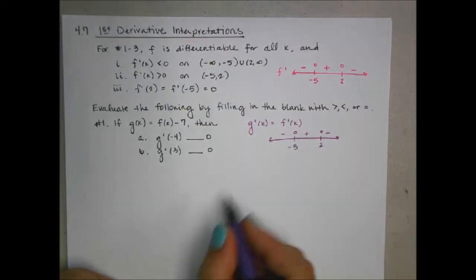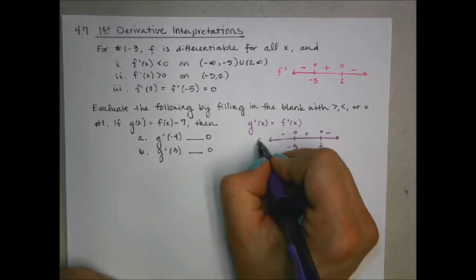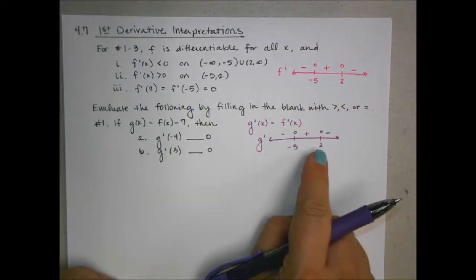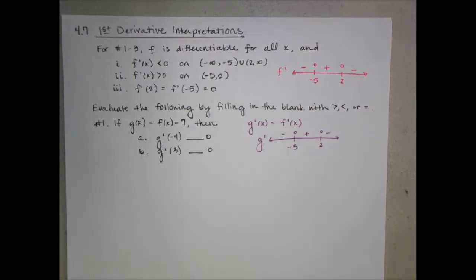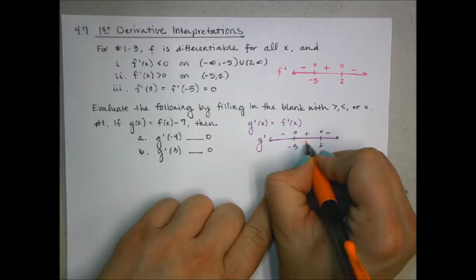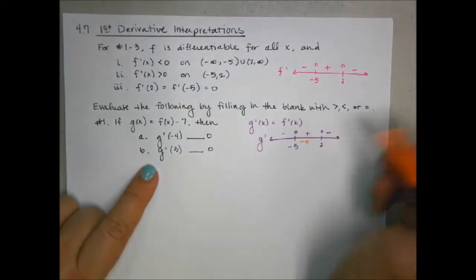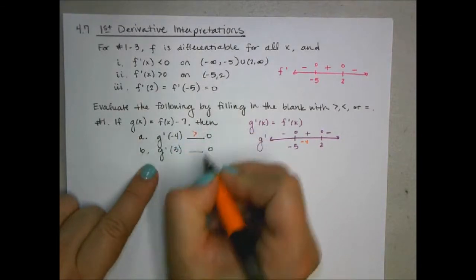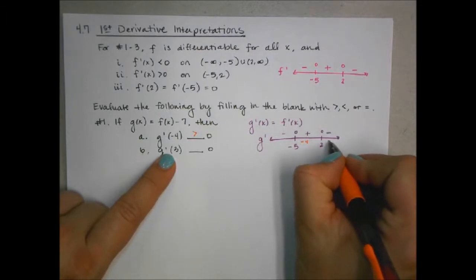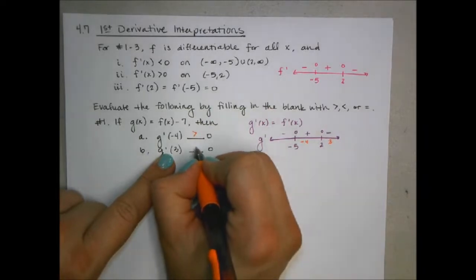So filling in the blanks with the following signs, how does the derivative of g here at negative 4 compare to 0? So negative 4 would fit in between the two values. And so what is the value of our derivative there? It's positive. So we want to say the derivative at negative 4 is greater than 0. Where does 3 fit in? 3 is bigger than 2. The value of the derivative at 3 is negative, so we would be less than 0.